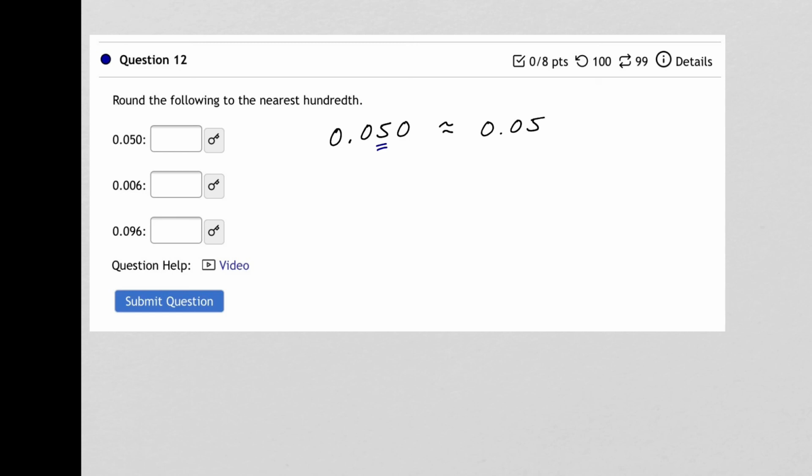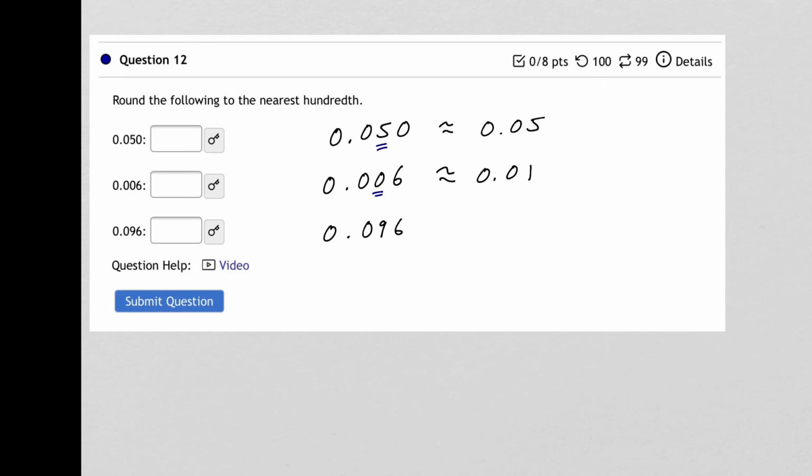In the second number here, I have 0.006, right, 6 thousandths. So again, the hundredths place is the 0, so I'll underline it. I look to the right, a 6, which is 5 or greater, so that 0 has to go up to 1, right? I have to add 1 to it, and then everything else drops off. So this would be 0.01.